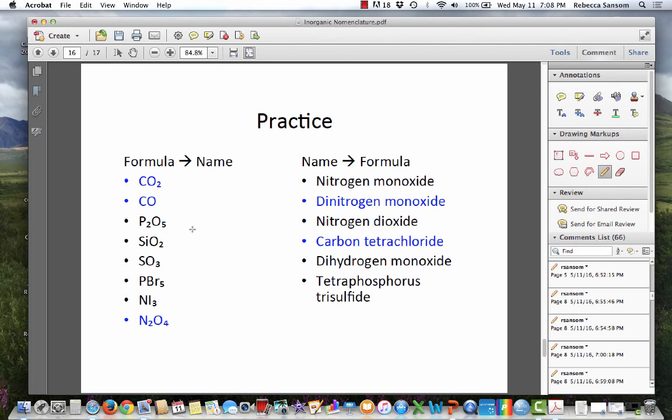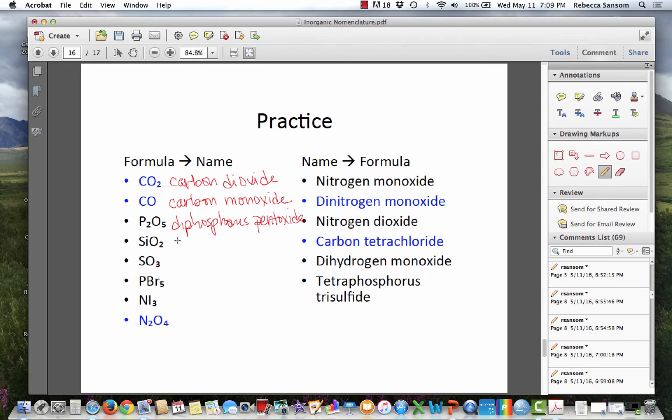Okay, so let's do some practice. We have CO2. This one's easy. I have 1 carbon, so I write carbon. And then I have 2 oxygens, so I write dioxide. You know that one. This is carbon, and it has 1 oxygen. That is carbon monoxide. You also know that one. Notice I did not say monocarbon monoxide. That's because the first element doesn't get a mono, only the second element needs a mono. The first element only needs a prefix if it has more than one, like this one, P2O5. This will be diphosphorus pentoxide.